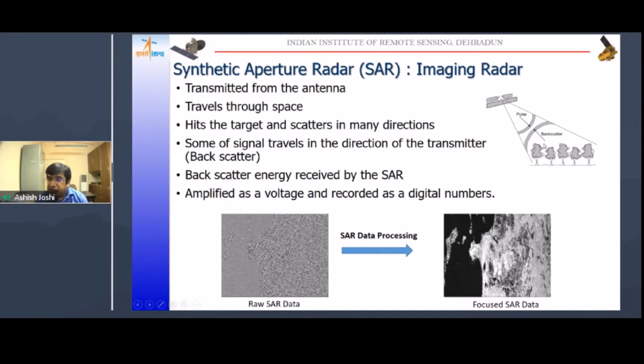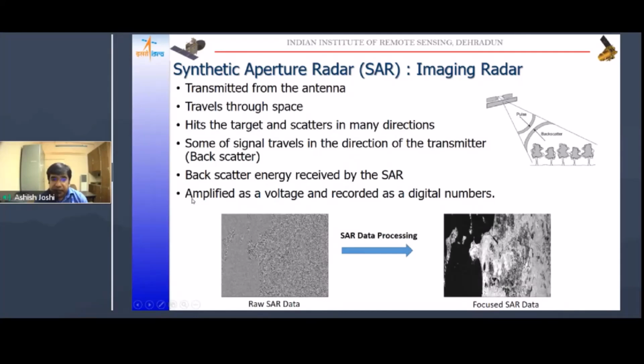The signal which is not captured by the SAR is called the specular reflection, because all the electromagnetic radiations are reflected away from the sensor. So it will capture the backscattered radiations. The backscattered energy is received by the SAR, amplified as a voltage, and recorded as a digital number. So this backscattered energy is captured by the SAR receiver.